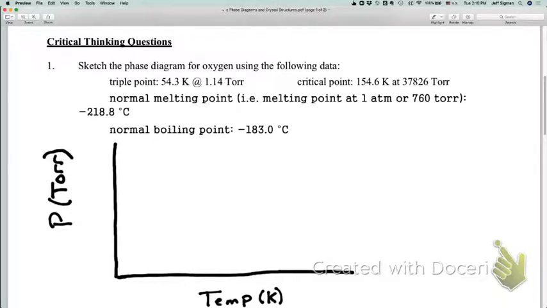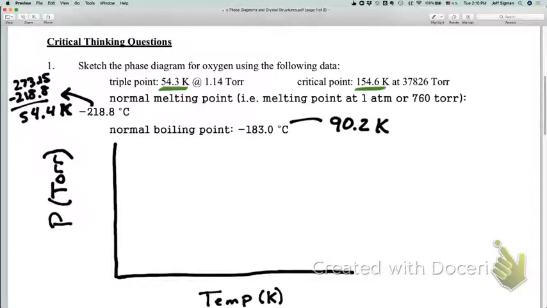Now, the scale for these is going to be a little bit rough, but essentially for the temperature, we have a range starting at 54.3 Kelvin. The normal melting point is 54.4 K, so it's around the same temperature as the triple point. And the normal boiling point is 90.2 K. So I have a range from 50 K up to 150 K or so. So I'm going to go in 50 K increments on my x-axis, roughly.